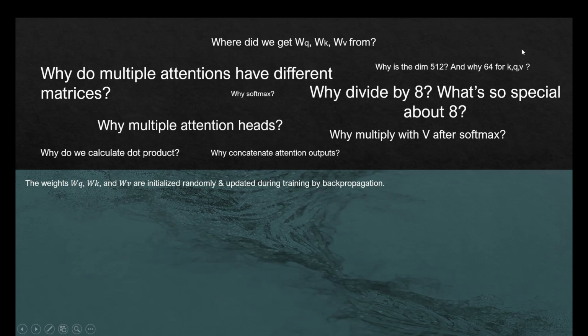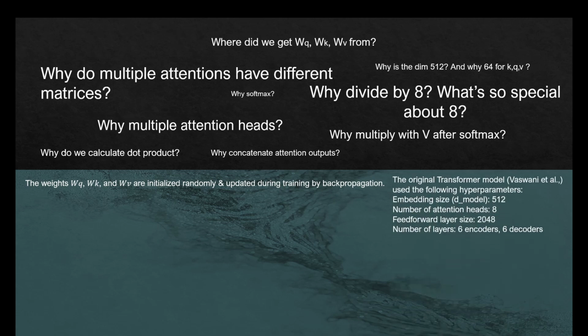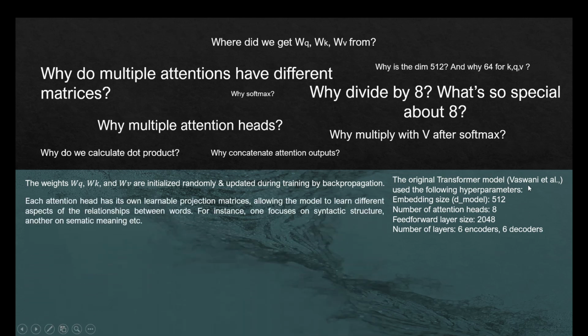Where did we get the weight matrices from? They're randomly initialized. So weight matrices are randomly initialized and they're updated during backpropagation. Next, why is the dimensionality 512? It doesn't matter. That's how they decided. These are the hyperparameters that the authors of the paper decided would work best, and that's how they are. Feel free to experiment with others.